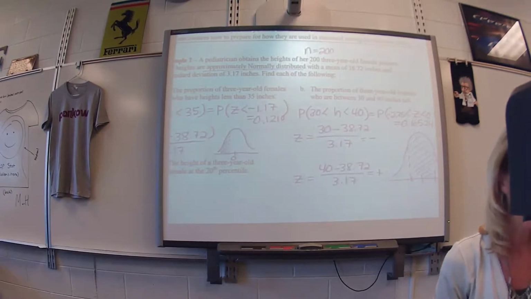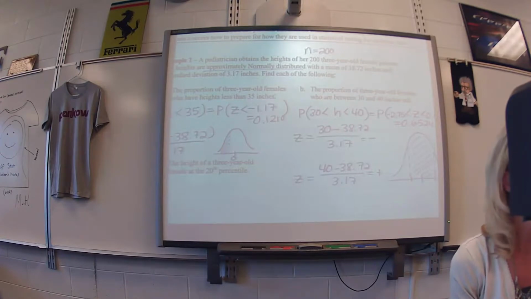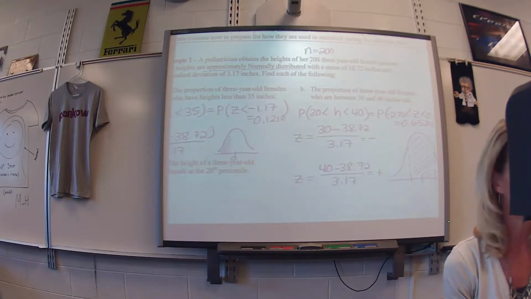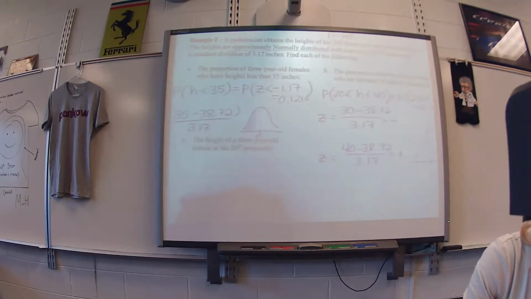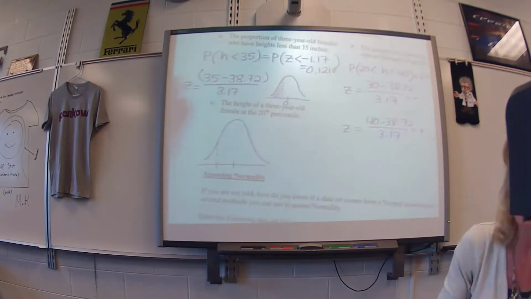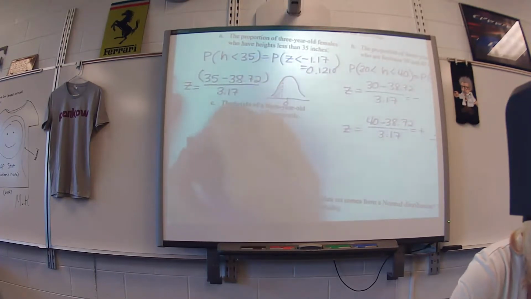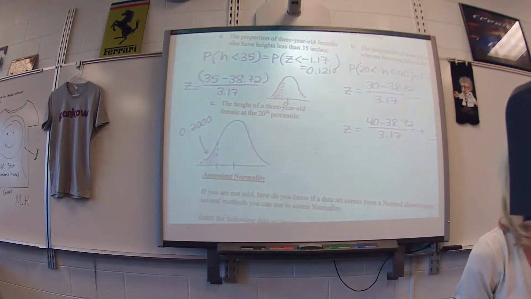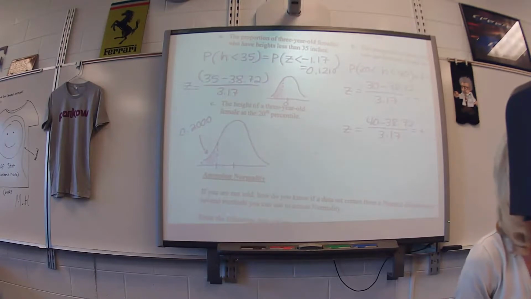The height of a 3-year-old female at the 20th percentile. Okay, this one is different now, because this one I don't have the Z-score. This one, I have the area. 20th percentile means back here, below average, and it means I have 20%, 0.2000. I don't know the Z-score this time. This is now going to be an inverse.